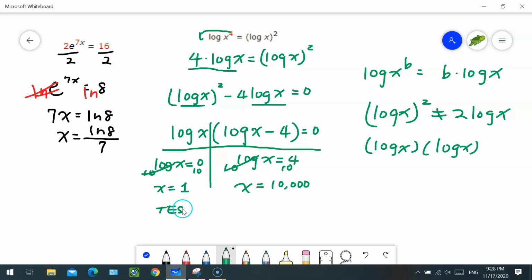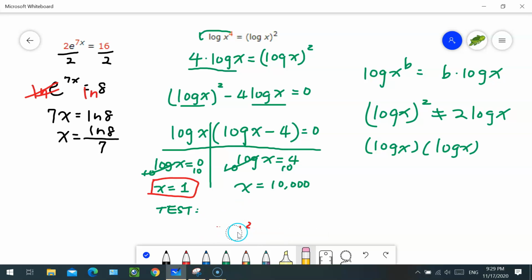Now we do the test. When x equals 1, when I plug the 1 back into the original question here, I will get log 1 to the 4. The right hand side, I will get log 1 everything squared. So this is okay. As long as we don't get a 0 or a negative, that is okay. So 1 is a solution.